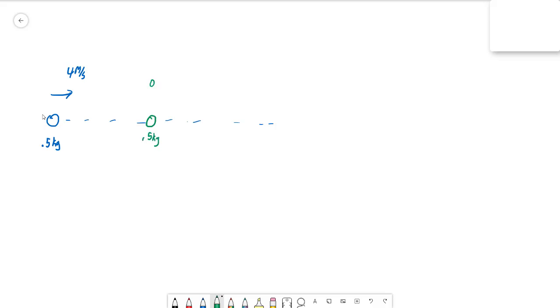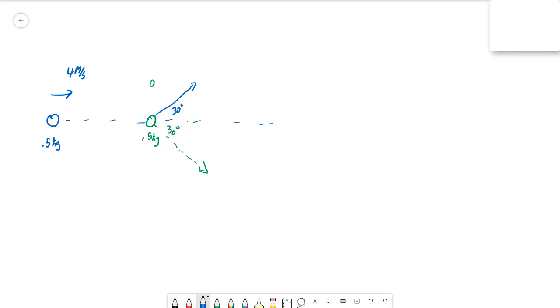And so they collide right here, and as a result of that, the green ball is going to move this way at an angle of 30 degrees below the initial direction, and the blue ball is going to move this way at an angle of 30 degrees above the initial direction. And so my question is, how fast is each one of these balls moving?